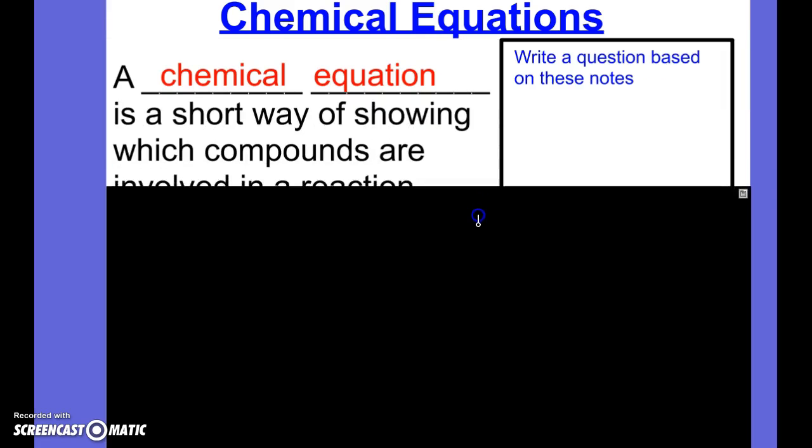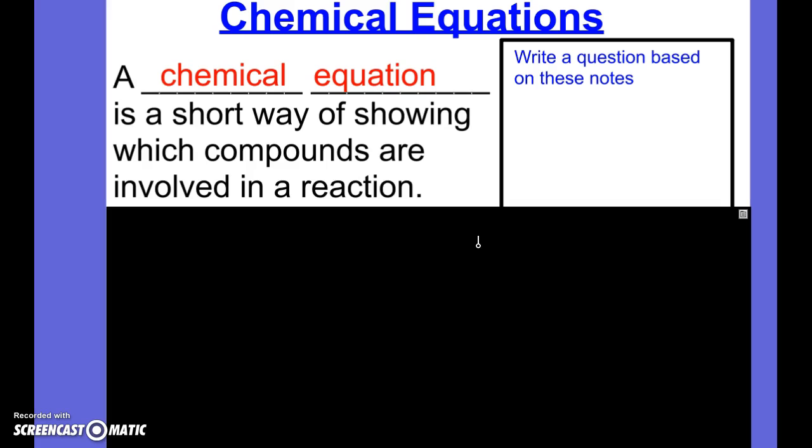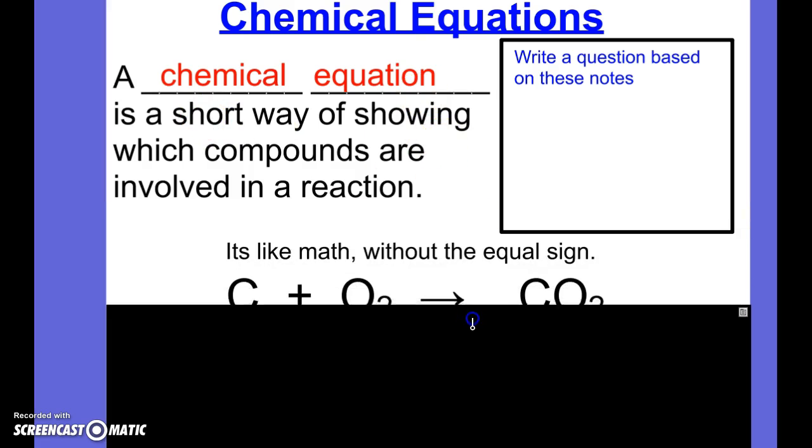A chemical equation is just a short way of showing which compounds are involved in a reaction. So like if when you're typing or texting and you write LOL, obviously you're not going to type out all the words laugh out loud. You would just type LOL, which is a short way of writing out that you're laughing. But chemical equations are the same way. It's just a short way of showing which compounds are involved in the reaction.